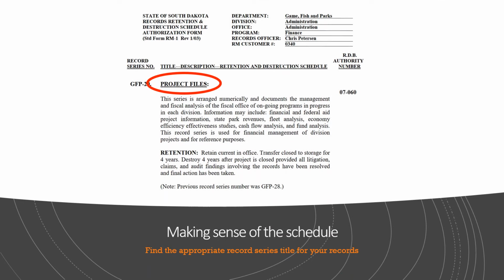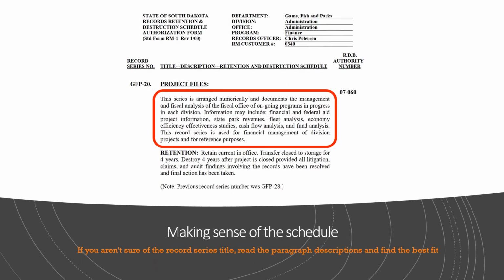Once you arrive at the correct section, you can search through the list for the appropriate record series title for your records. These titles appear underlined and in all capital letters, as seen here. Each record series includes a paragraph description which discusses the information contained in the record, the purpose of the record, and how the records are filed or maintained. You can use these descriptions to determine the record series that best fits the records you create.